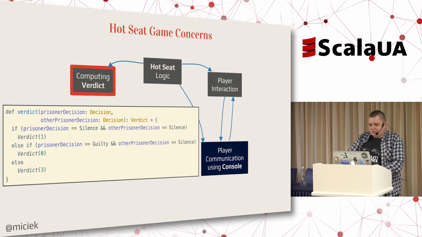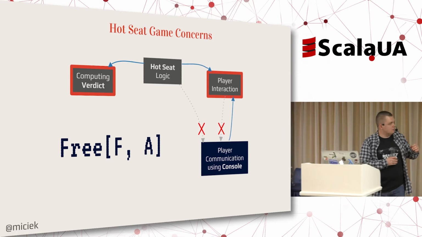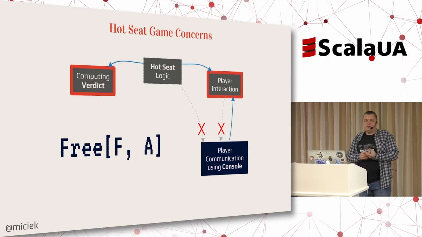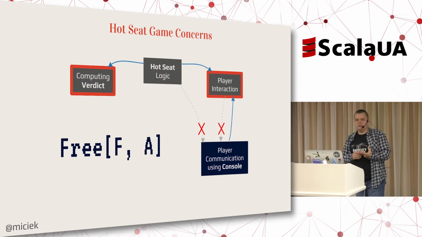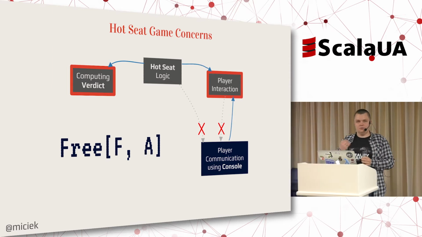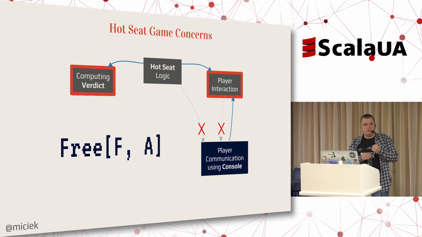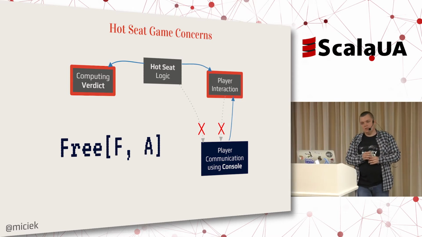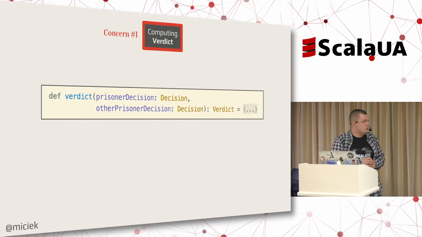Then the next question is, sorry about so many questions, but the next question is, how many concerns can we really have here in this application? Using free monad, we can remove those 2 arrows and create another separated concern, which is the player interaction. This is the whole thing. Even in this simple application, we can have 2 separated concerns using the free monad approach. So this is something that I want to do and show you right now.